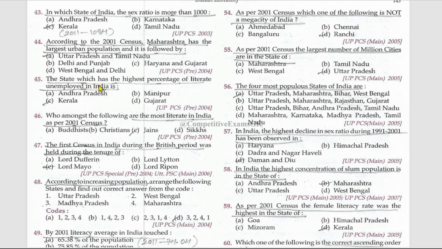The state which has the highest percentage of literate unemployed in India is Kerala. Who amongst the following are the most literate in India as per the 2011 census? Those are Jains. The first census in India during the British period was held during the tenure of Lord Mayo.